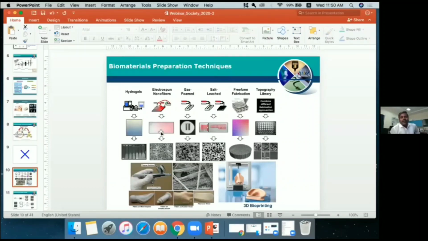There are different kinds of technologies available in the current scientific field. Starting from hydrogels, we can develop electrospinning nanofiber materials, then the gas forming method, and the salt leaching method using sodium chloride. We just place it into the material and then leach it out. We can get highly porous structures, and then free form fabrication and topography. And recently there is airbrush material. We can make nanofibers, and of course the very recent technology is 3D bioprinting.